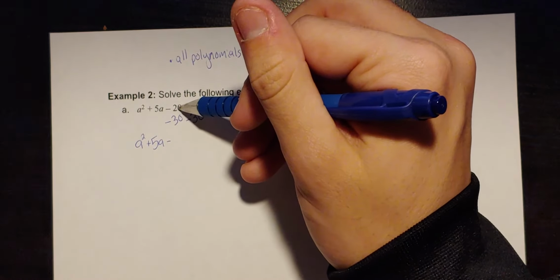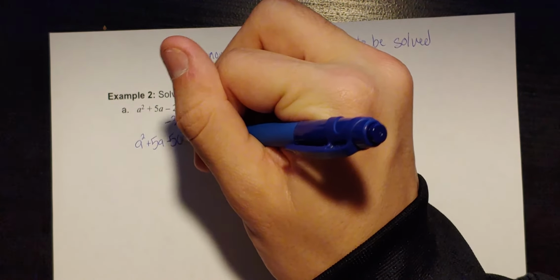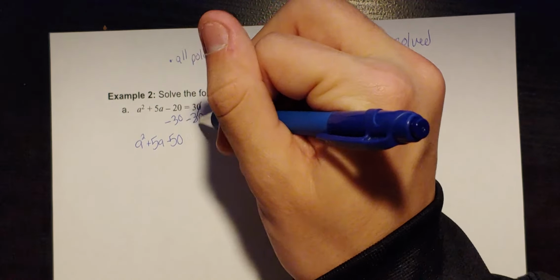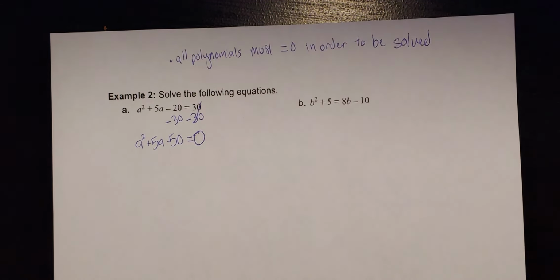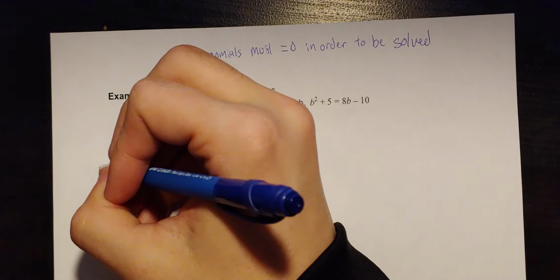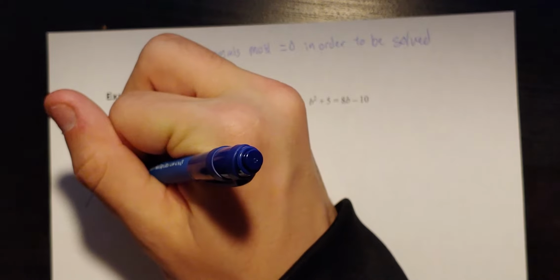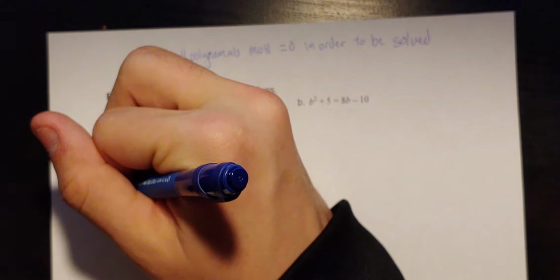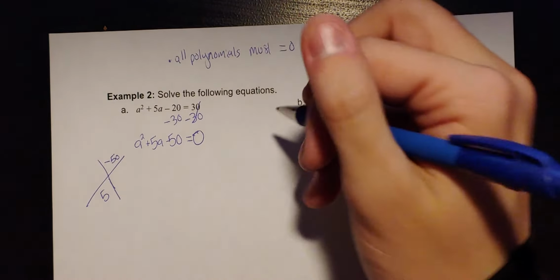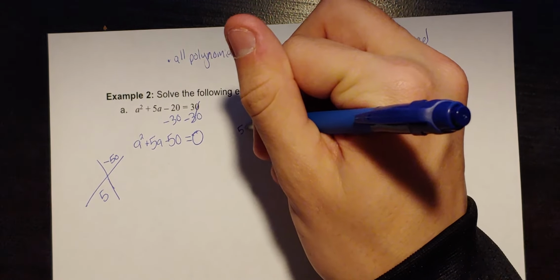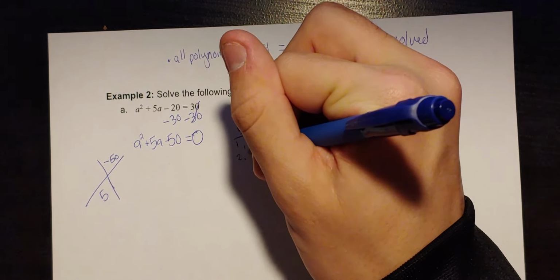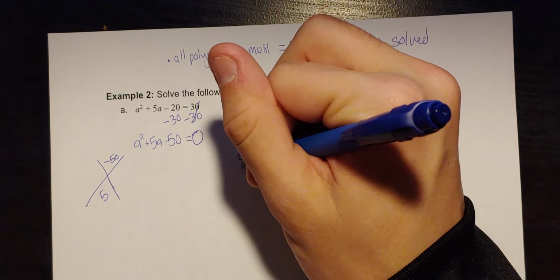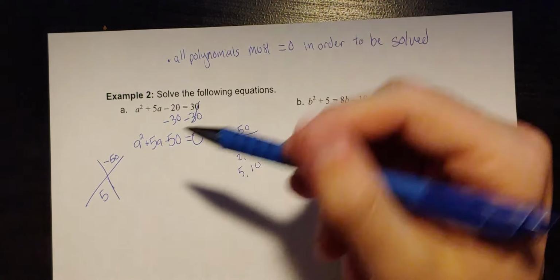All right, so negative 20 minus 30 gives me negative 50. And now, since those two things canceled out, that all equals 0. So in my new expression, now I can do my x. So I multiply to negative 50, and I add to a positive 5. Okay, so if I want, I can do factors of 50 real quick. So 1 and 50, 2 and 25, and 5 and 10.